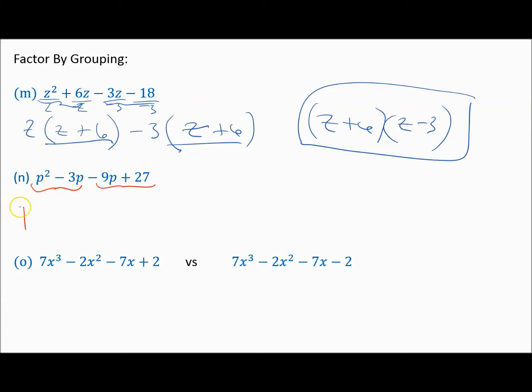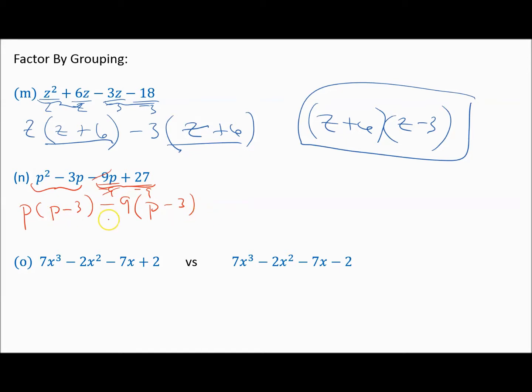Here, there's a p in common. That leaves me with p minus 3. Here, there's a 9 in common. Now, if I just pull out a 9, that's going to leave me with negative p plus 3, which is the opposite of what I need. So let's pull out a negative 9. That's going to leave me with p minus 3. Remember, when you divide by a negative, it changes the sign. So these 2 negatives cancel to leave you a positive p. This positive 27 divided by negative 9 is minus 3.